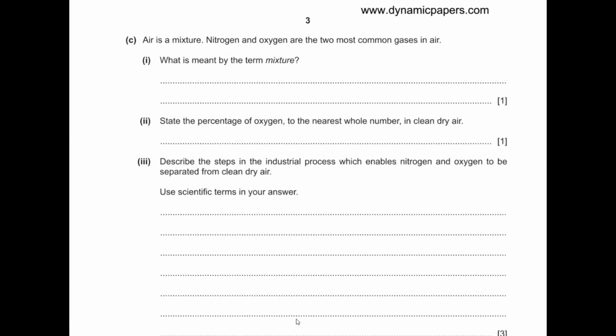Question C. Air is a mixture. Nitrogen and oxygen are the most common gases in air. What's meant by the term mixture? A mixture is two or more substances not chemically combined.